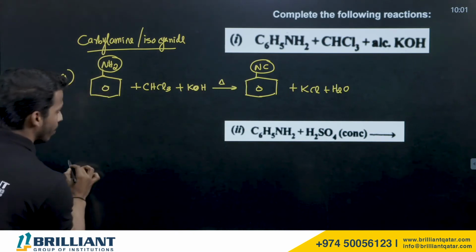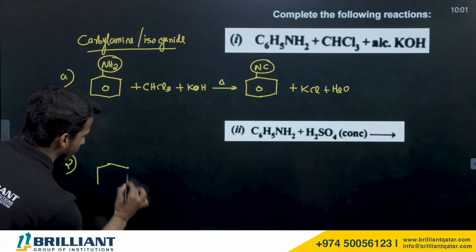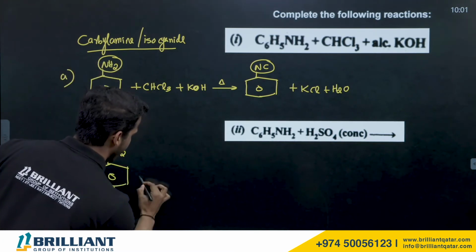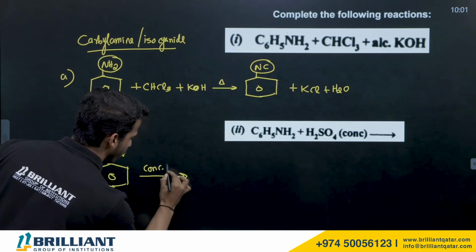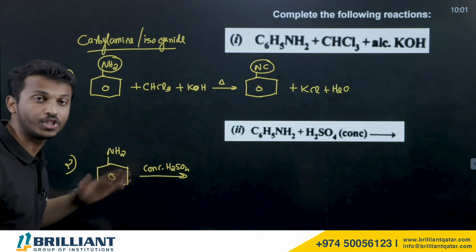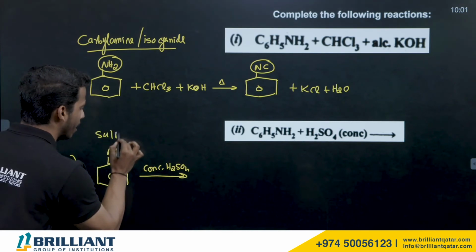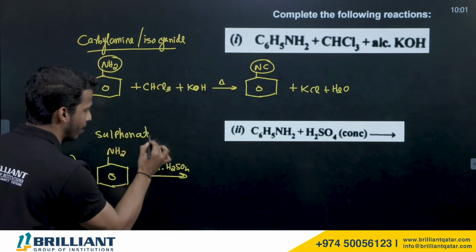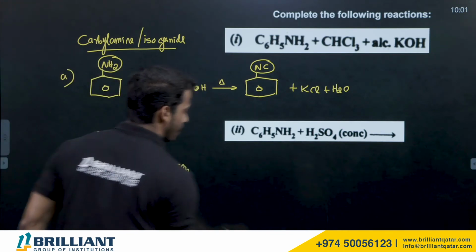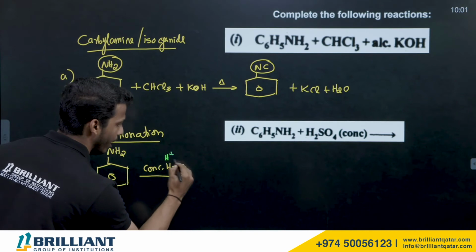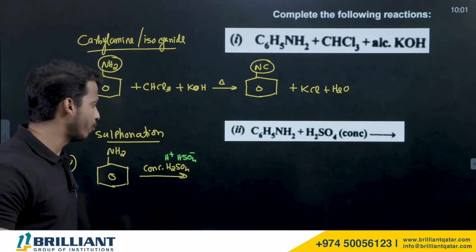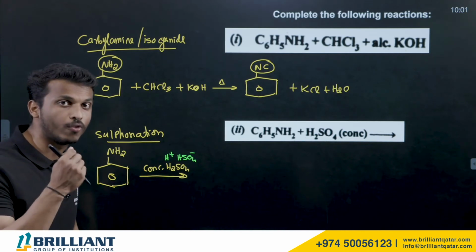Isocyanide. Question number 2. Again, let me take aniline as the starting material, C6H5NH2. It is treated with concentrated sulfuric acid, H2SO4. This is called sulfonation. You may study this reaction in electrophilic substitution reactions. Sulfuric acid can give the ions H plus and HSO4 minus.